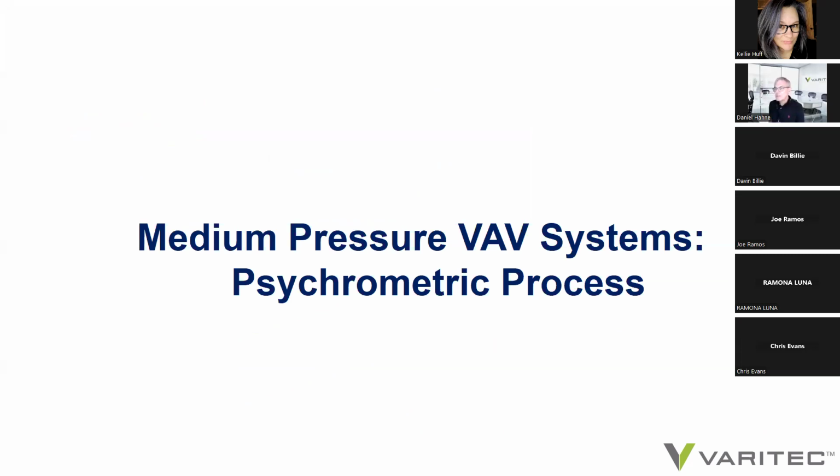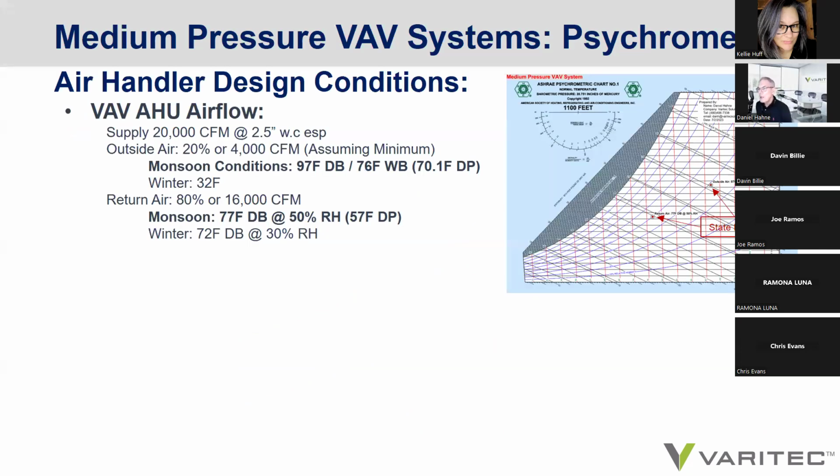So let's look at the psychrometric process for medium pressure VAV systems, or the common psychrometric process across a cooling coil. We're going to use a 20,000 CFM air handler as an example that is bringing in 20% outside air and 80% return air at the conditions illustrated.